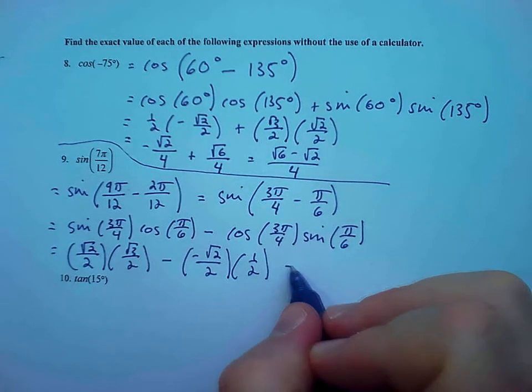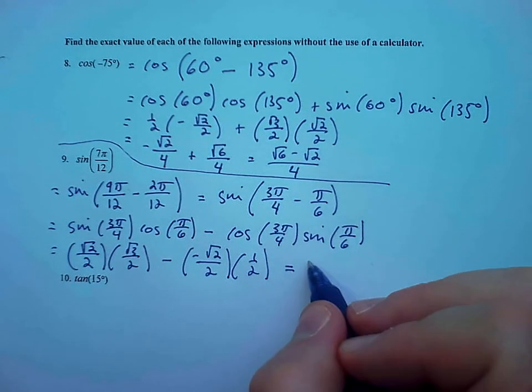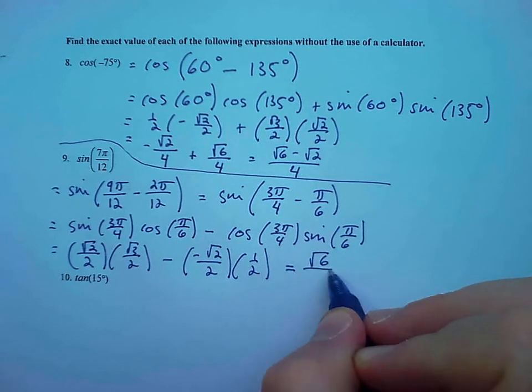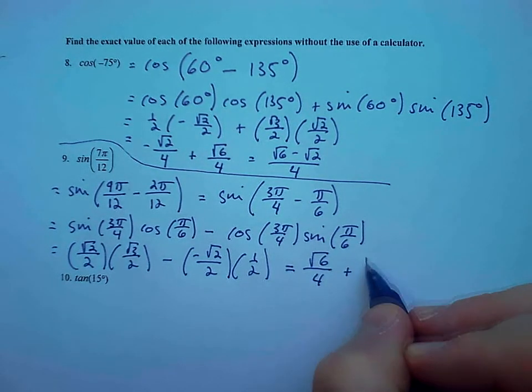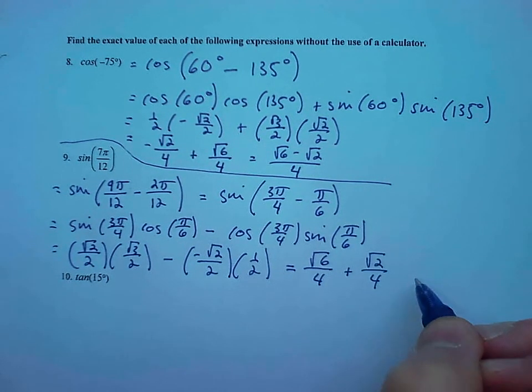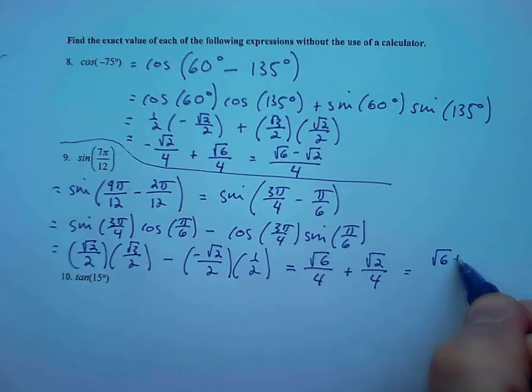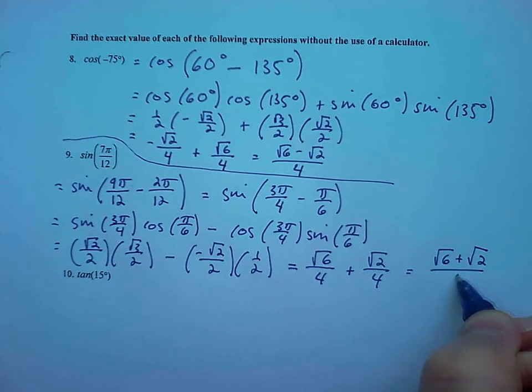And if you do this, this is going to come out to square root of 6 over 4 plus square root of 2 over 4, or simply just the square root of 6 plus the square root of 2 over 4.